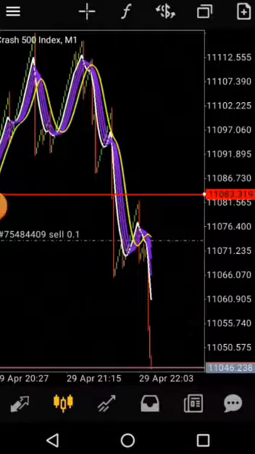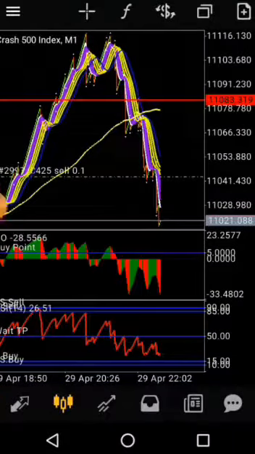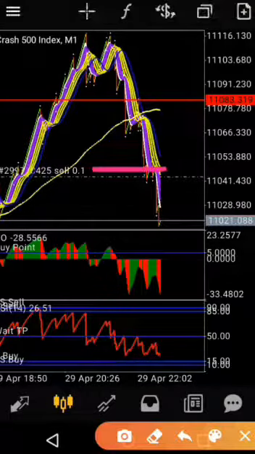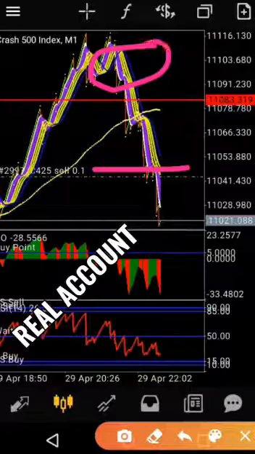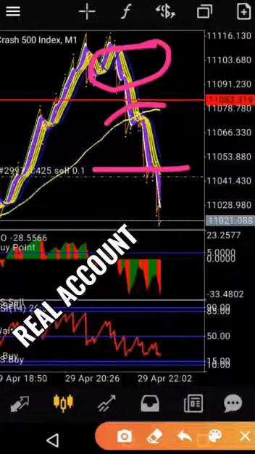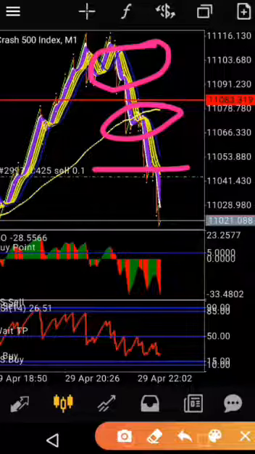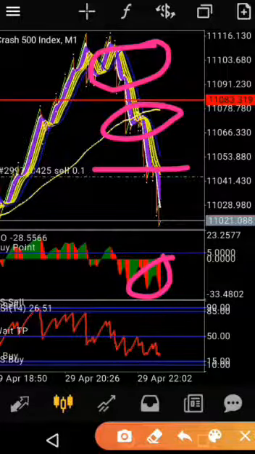And now let's look at a live account trade. This was a live account trade. What happened? The trade was taken right over here after the cross of the moving averages at the top. Even on this side, it didn't go up that much and it came down, which means it is still going to come down. So we took this trade. This was on a real account, and then it fell down. You can see AO also going down.